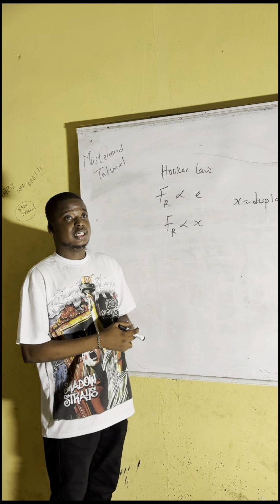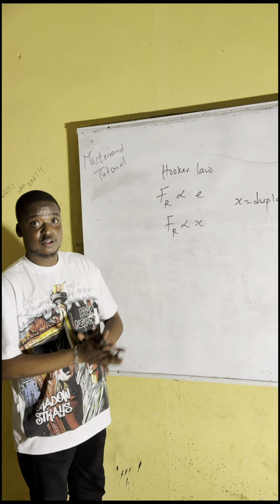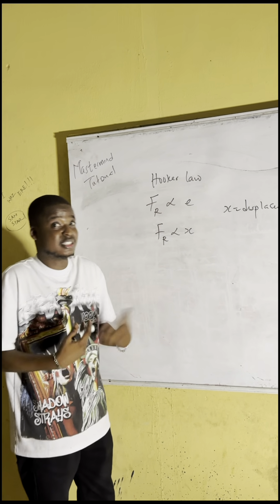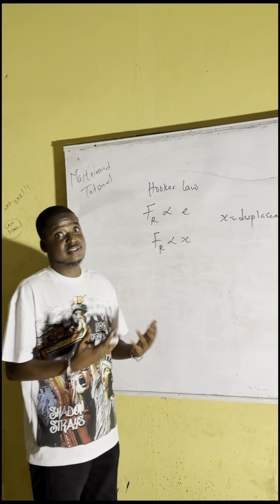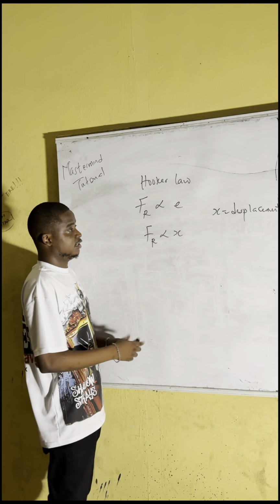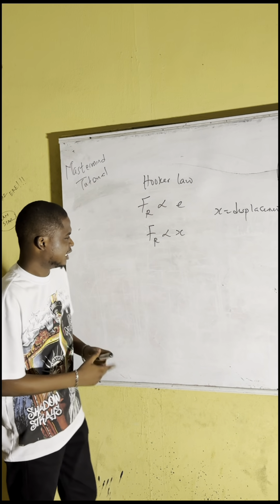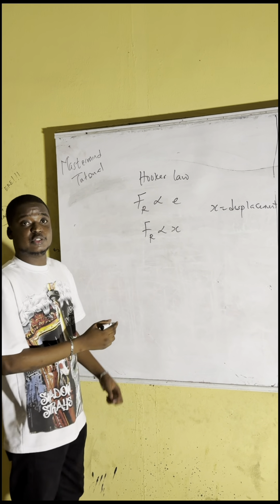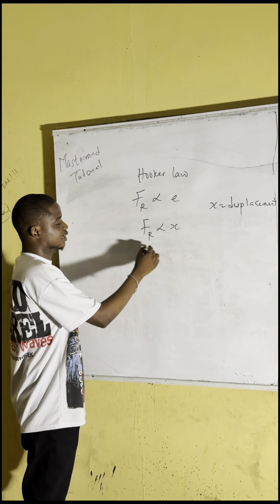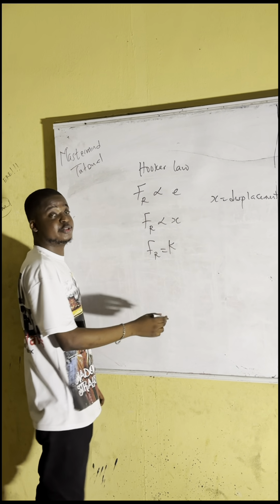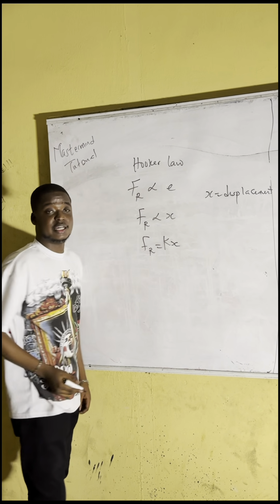But in Hooke's law, we are dealing with the magnitude of the force, and magnitude is a scalar quantity, and scalar quantities are always positive. Please notice that scalar quantities are always positive. This is another video of mine talking about vectors and scalars later on. Now, to remove this, we put equal to a constant. So the restoring force is going to be equal to the spring constant times x.